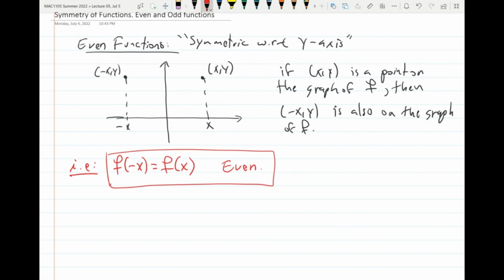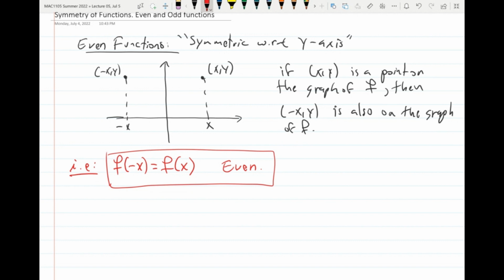A function is said to be even if when you plug in negative x, you get the same thing as if you had plugged in just x. In other words, both x and negative x always have the same y value. It doesn't matter whether you plug in positive or negative, you will always get the same one. So this is how you can algebraically determine that a function is even, and geometrically it means symmetry with respect to the y-axis. The y-axis is a mirror.